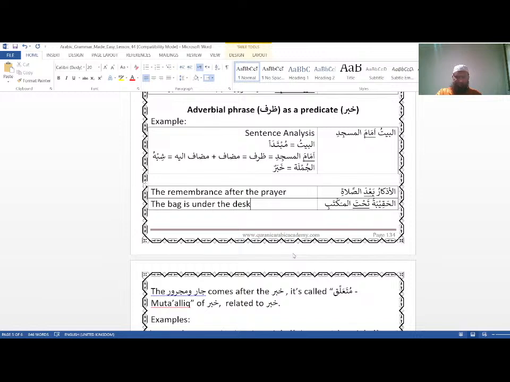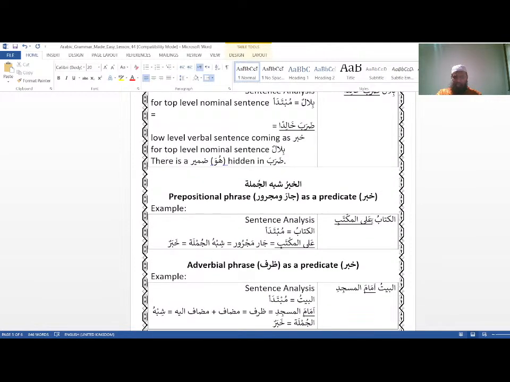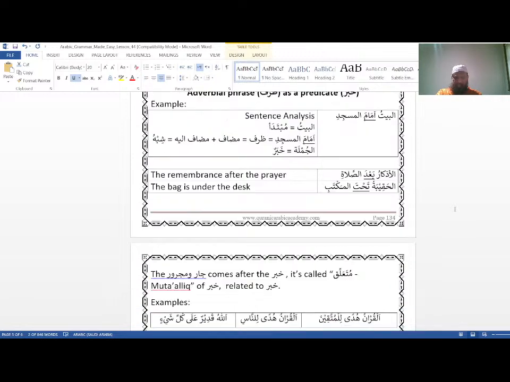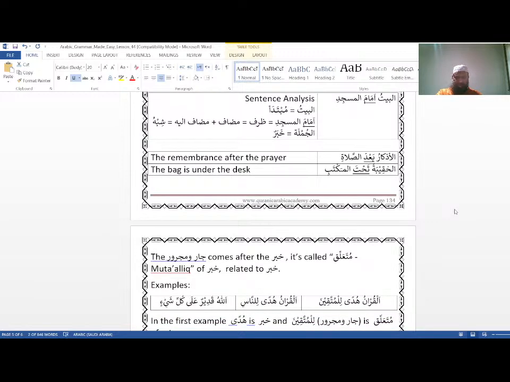Okay, a few more things left. The jar majrur comes after the khabar. It is called muta'alliq. So the jar majroor comes after the khabar. Here, jar majroor is shibhul jumla, but it also becomes a muta'alliq of the khabar. Muta'alliq means connected or related.